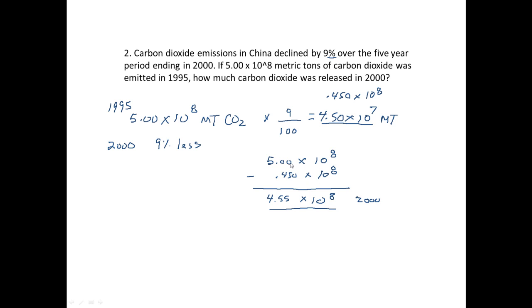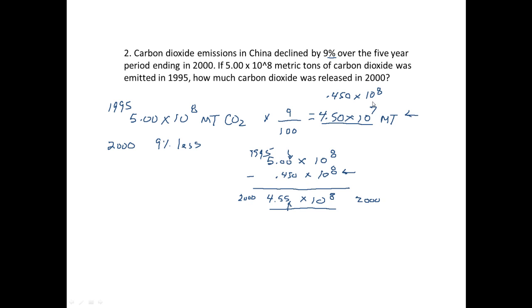And the significant figures: this number was known to the hundreds place, 5.00 times 10 to the 8th. This number, because of the multiplication, was actually known to the thousands place, 0.450. But the weakest link here is the hundreds place. So we can only report our final answer to the hundreds: 4.55 times 10 to the 8th. So we do see a reduction. This is what we had in 1995, and this is what we had in 2000. And that's a 9% reduction, and that 9% is what we calculated right here.